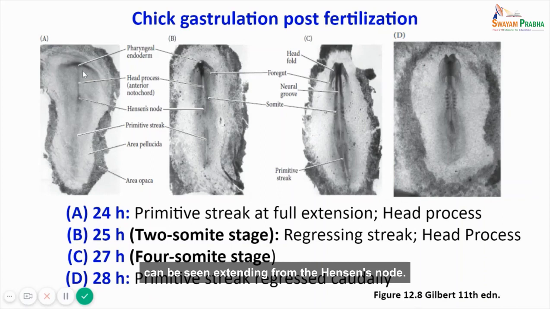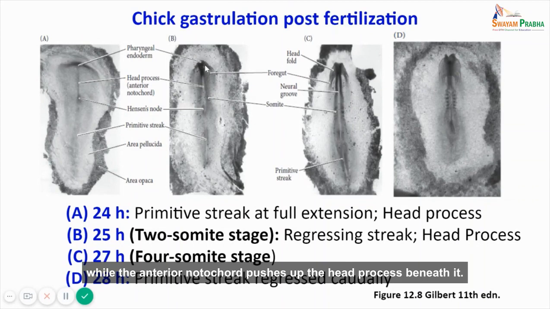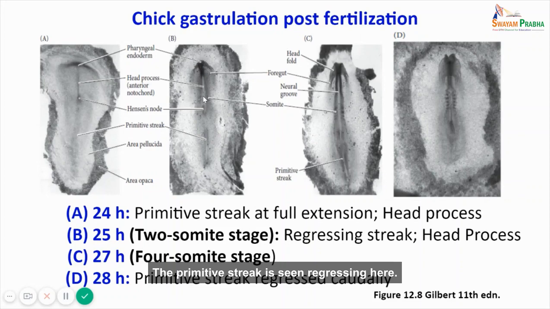The B diagram is the two-somite stage. It is the 25-hour stage of the chick embryo. Here, the pharyngeal endoderm is seen at the anteriormost end, while the anterior notochord pushes up the head process beneath it. The primitive streak is seen regressing here.